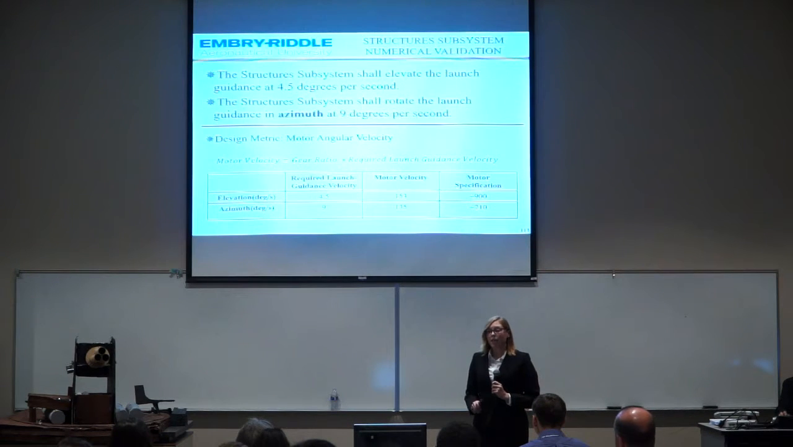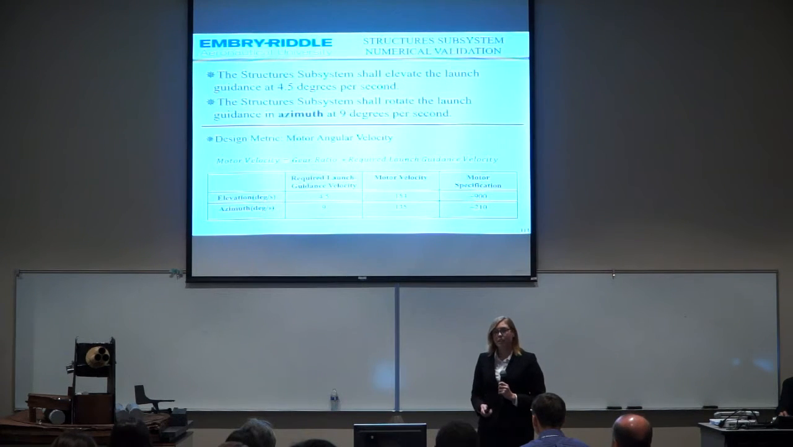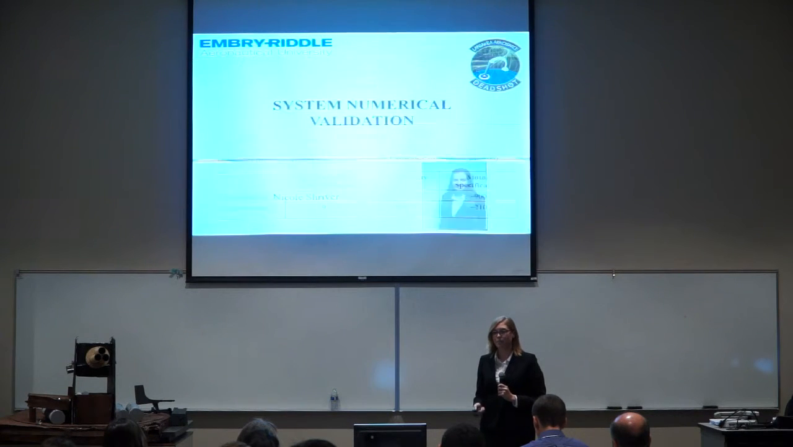In order to have our turntable rotate at 9 degrees per second, our motors would need to spin at 153 degrees per second. Once again, the numbers were switched. Our motors are specified to rotate at approximately 210 degrees per second, which validates our azimuth requirement.